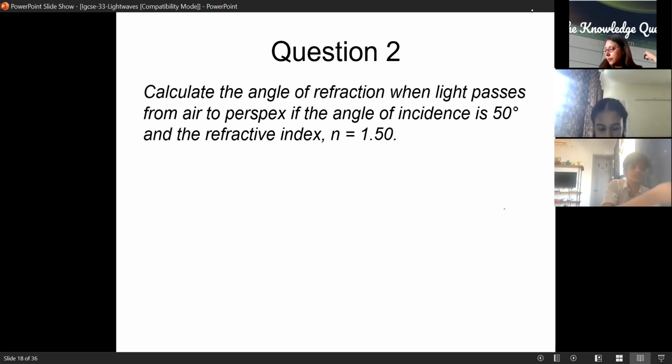What is the refractive index of air? What is the refractive index of air? We don't know. Why do we need that? Oh, yes. Wait. I got the answer.